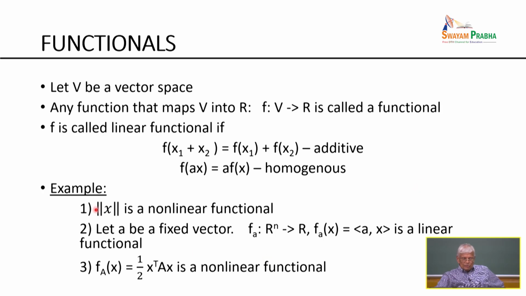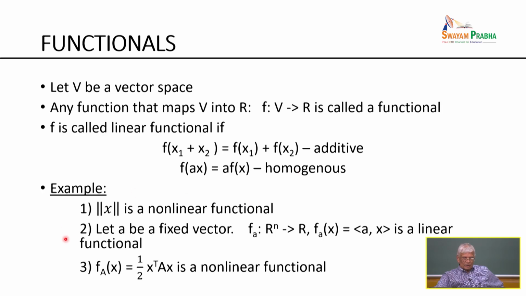Now I am going to give you some examples. Norm is a nonlinear functional. I want you to verify this homework problem. Please do all these homework problems. So norm is a functional, norm is a nonlinear functional. So what is it that you have to show? Norm does not satisfy one of these. Norm of a sum is less than or equal to the sum of the norms. Triangle inequality. So that's a proof of that.